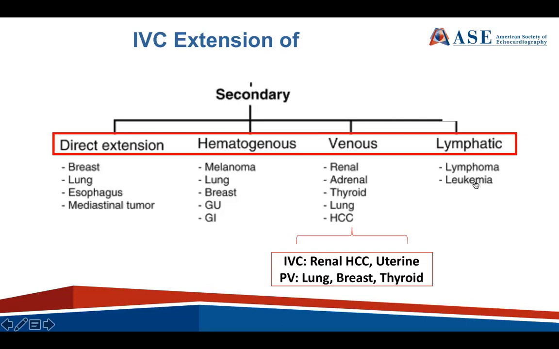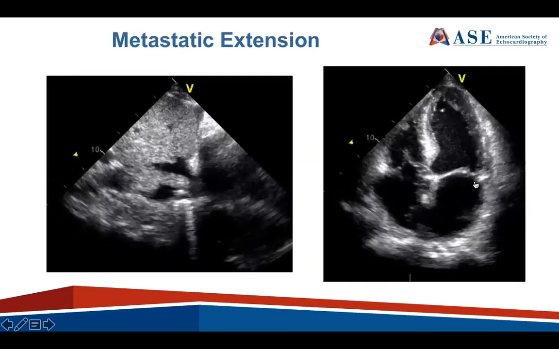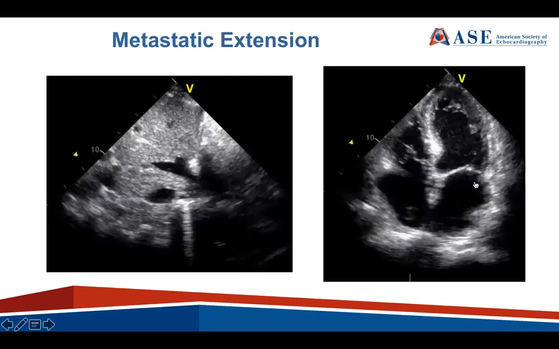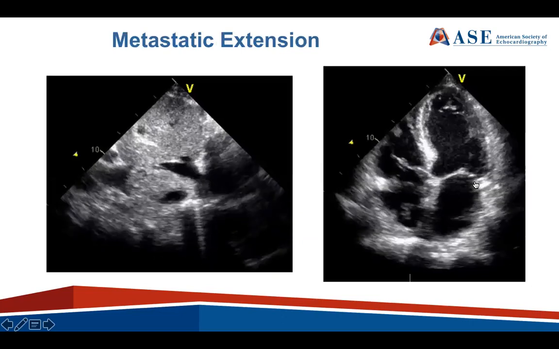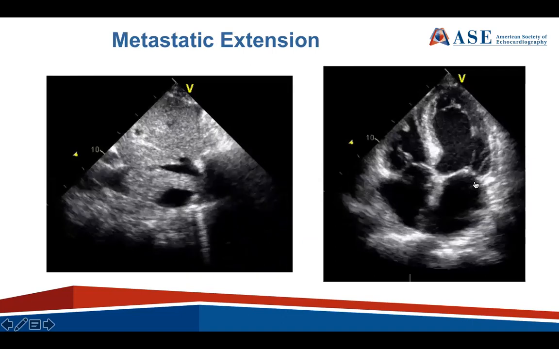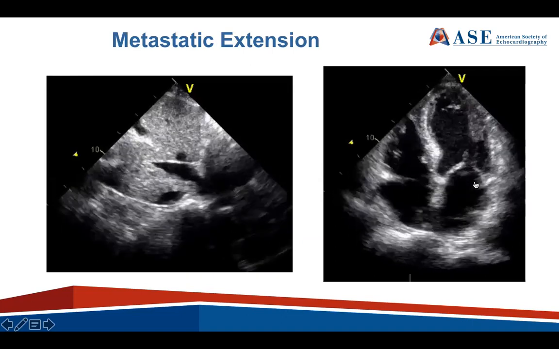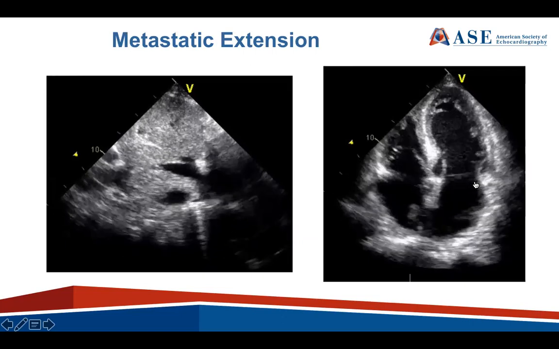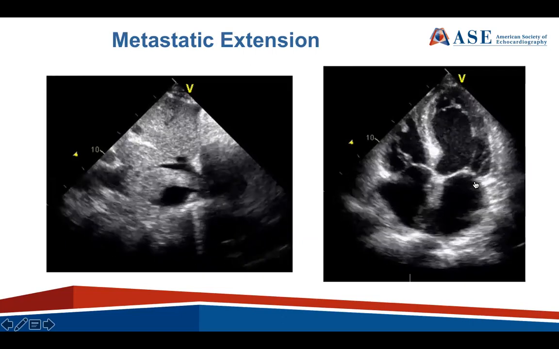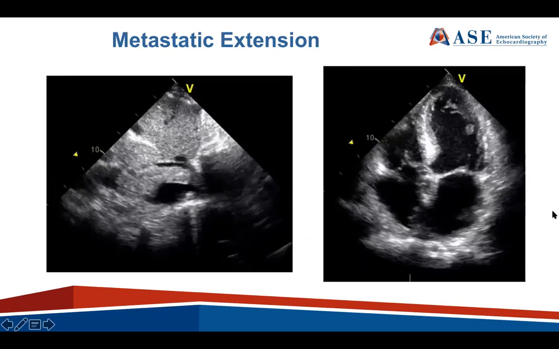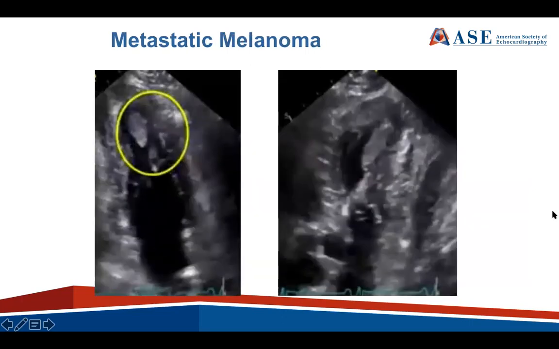as lymphoma or leukemia. Here are examples of a patient with malignancy who's noted to have a mass in the IVC on the left-hand side with extension into the right atrium. This is most commonly seen in renal cell carcinoma, hepatocellular carcinoma, or uterine cancer. So these are the things to think about if you see these IVC tumors or heterogeneous structures that are extending into the right atrium. You can see the tip of the tumor extending to the right atrium here on the right-hand picture as well.